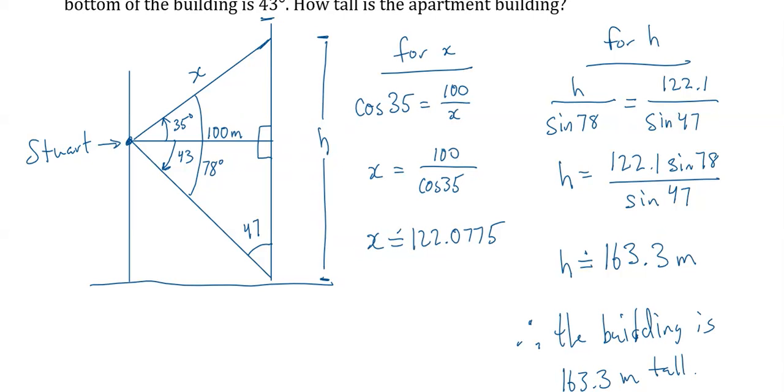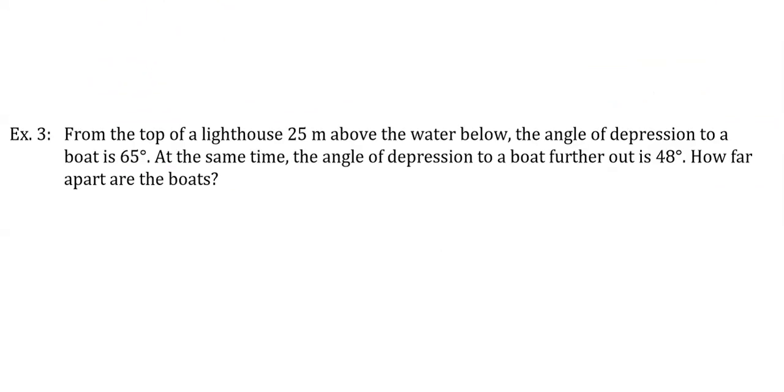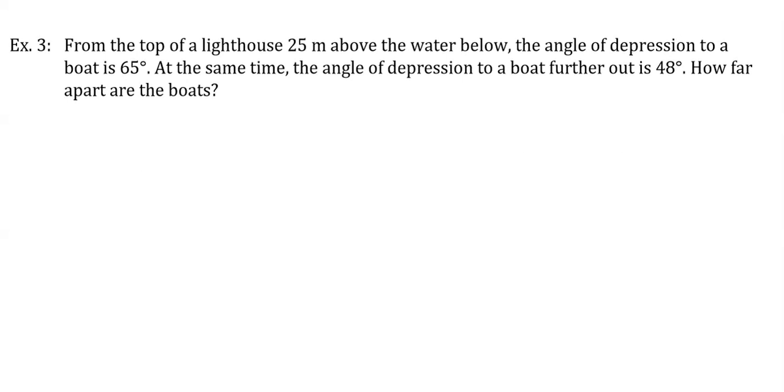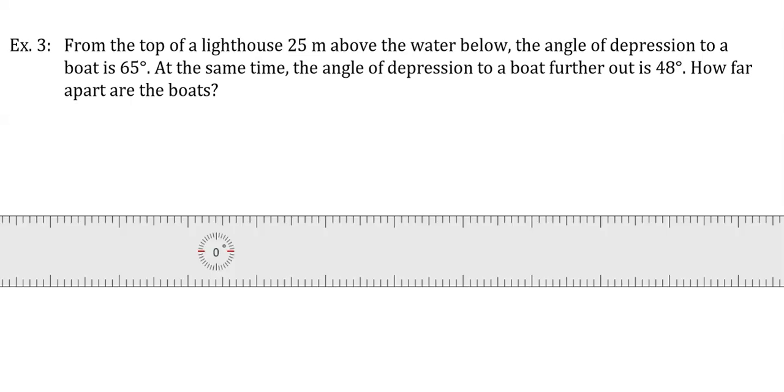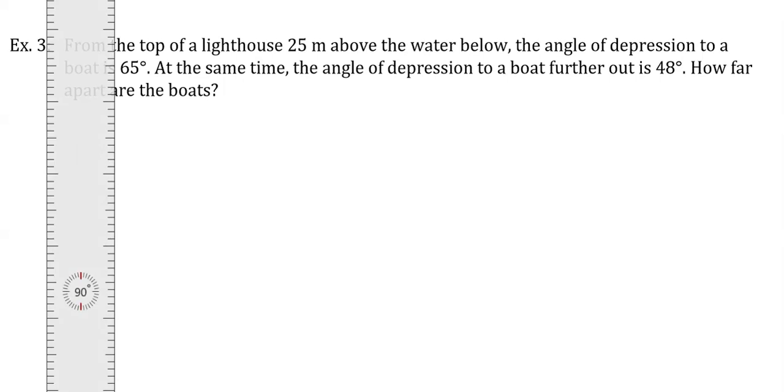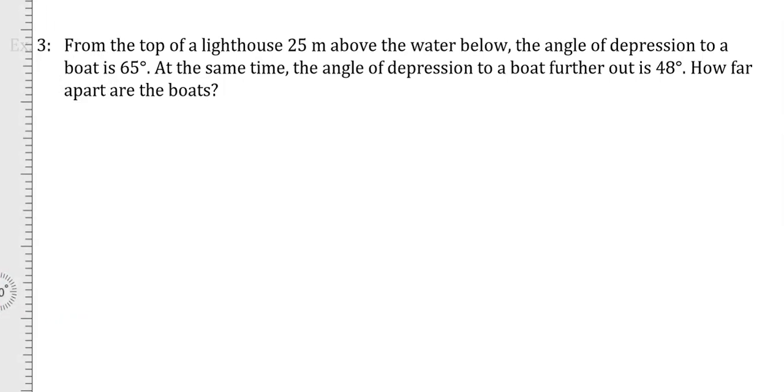All right, last one. This is another one that can be solved two ways, I think, and we've seen one similar to this before, but it wasn't exactly the same. Wasn't in applications, I don't think. Okay, so whoops. Let me get rid of that for a second. From the top of a lighthouse that is 25 meters above the water below. So the top of the lighthouse is 25 meters above the water. The angle of depression to a boat is 65 degrees.